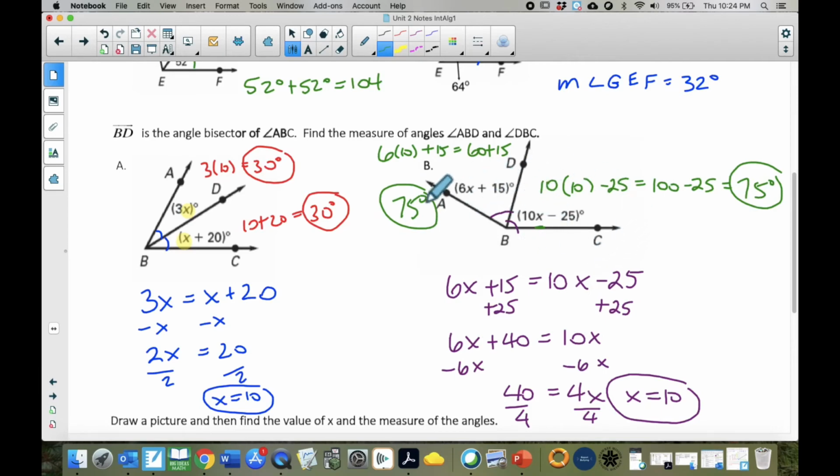What about the measure of the whole thing? It didn't ask for the measure of the whole thing, but what would that whole angle be? Like the measure of angle ABC. Well, again, it didn't ask us, but if we did, we would just add 75 plus 75, and that would give us 150.